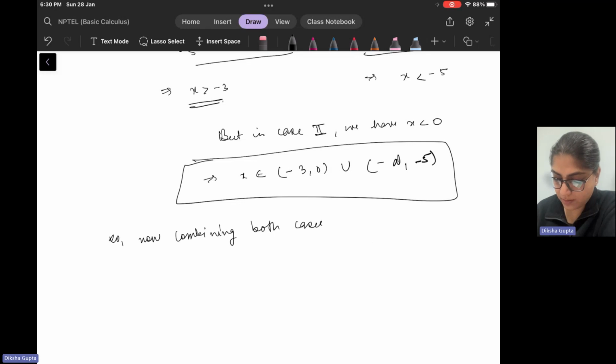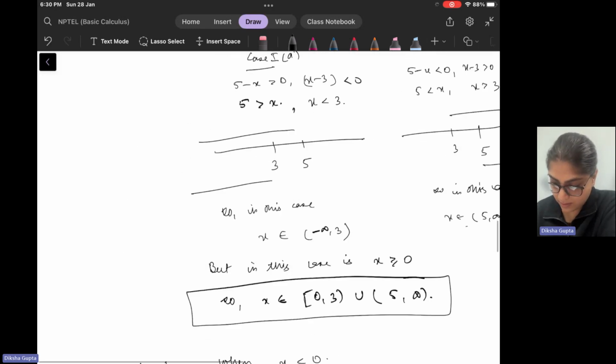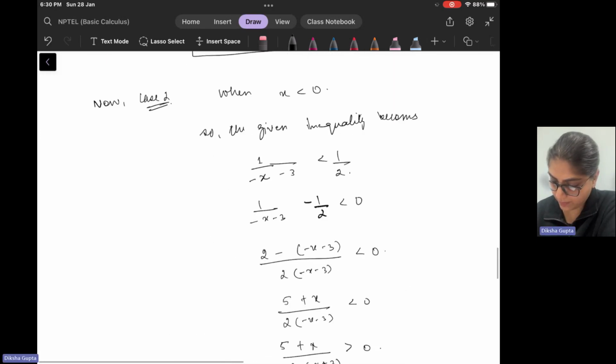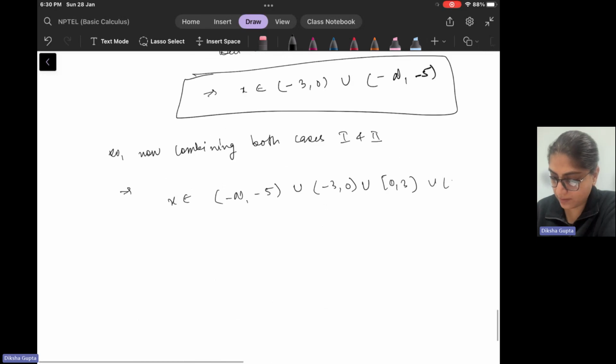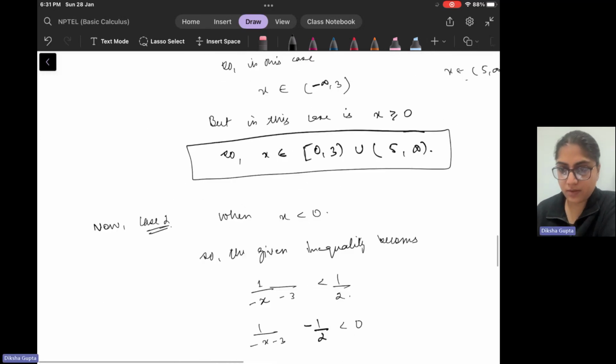So now combining both cases 1 and 2 implies x belongs to minus infinity to minus 5, just writing in the order of the real line, union minus 3 to 0 union 0 to 3, 0 can be included because 0 is also included, 0 to 3 and union 5 to infinity. All right, so this is our final answer. Okay, I hope it's clear.